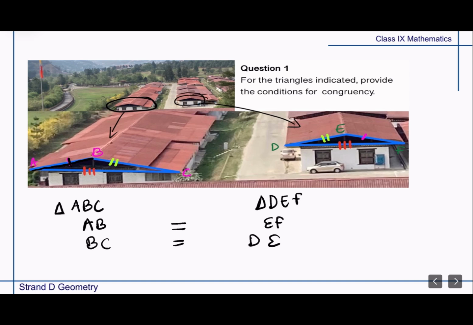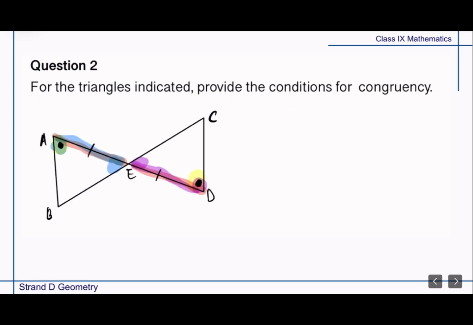And what about AC? You see 3 dashes and 3 dashes here, right? So this indicates that these two sides are also equal, hence fulfilling the rule SSS. Now, example number 2. For the triangles indicated, again provide the conditions for congruency.